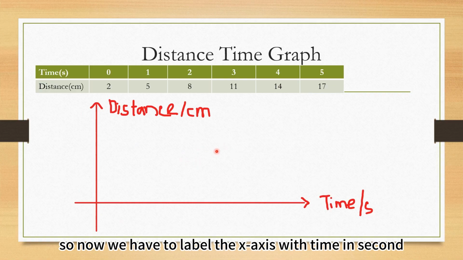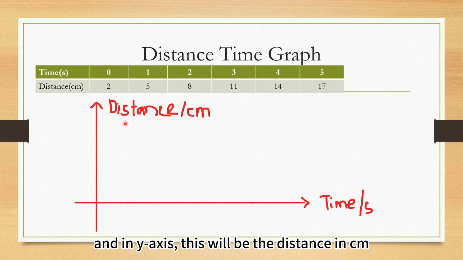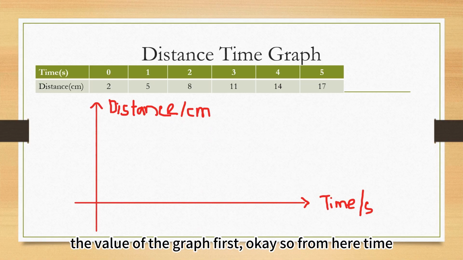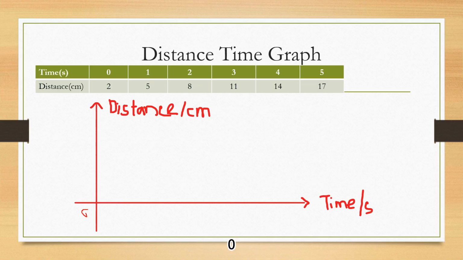Now I have already drawn the x-axis and the y-axis. We have to label the x-axis with the time in seconds, and the y-axis with the distance in cm. Now I'm going to label the values of the graph first. Time is 0, here is 1, 2, 3, 4, and 5. Now for distance: 5, 10, 15, and the last one 20.